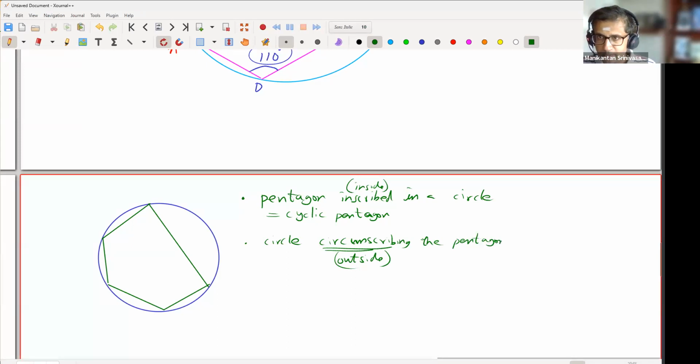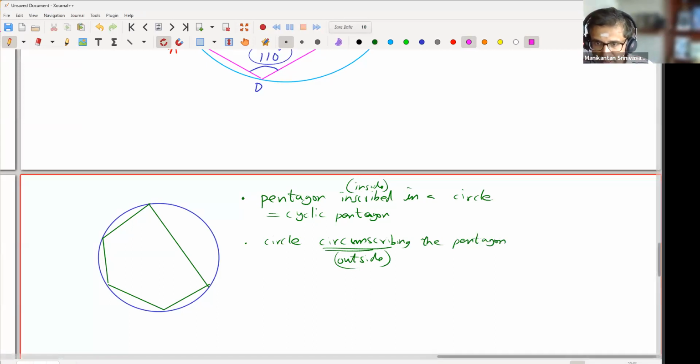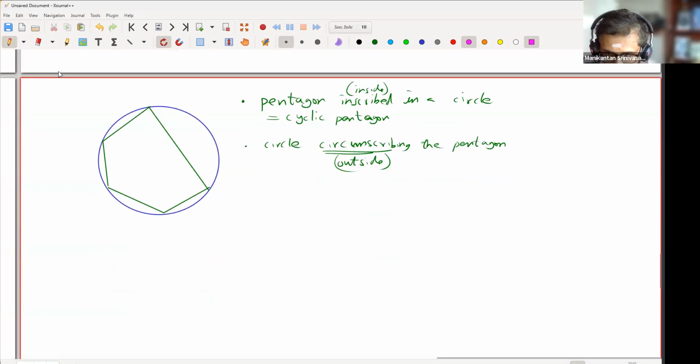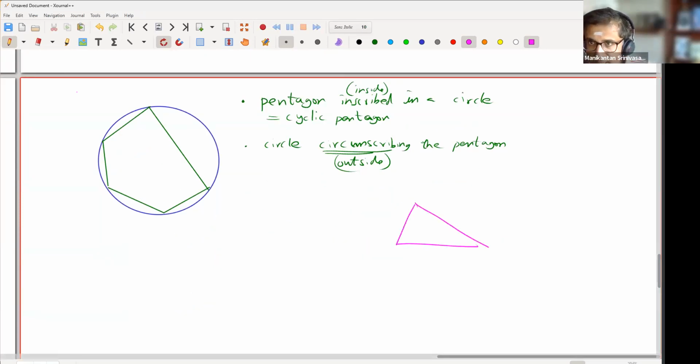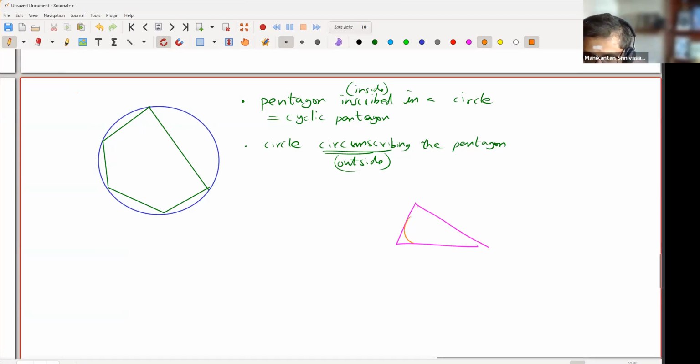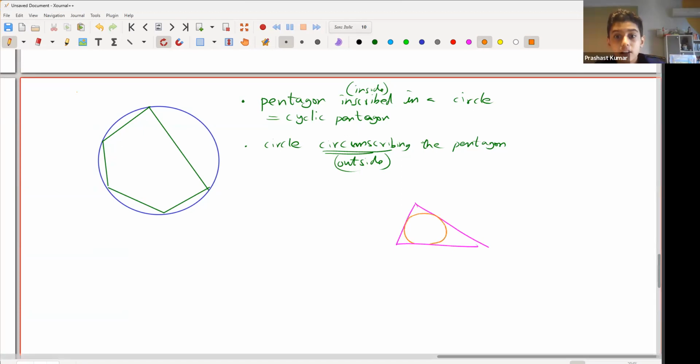Now, what Precious was asking about is some other example he saw. It was something like a triangle, and then there was a semicircle sitting inside. If it's a semicircle, you can say the semicircle is inscribed within the triangle. Depending on which is where, you have to use the words accordingly.